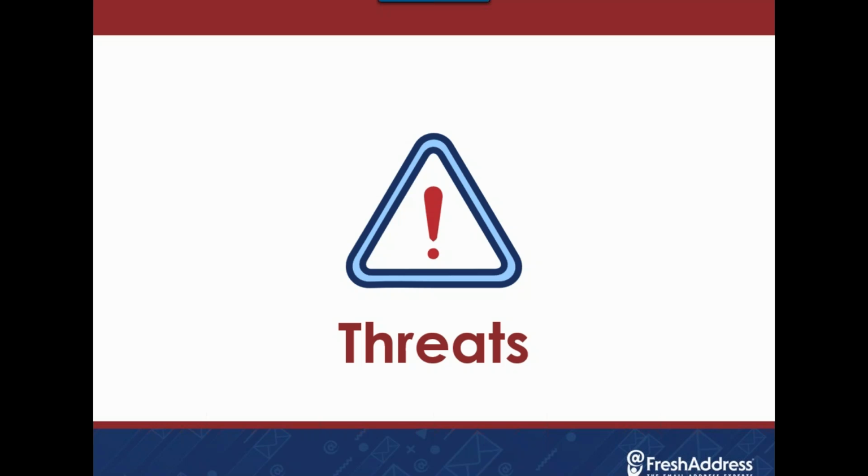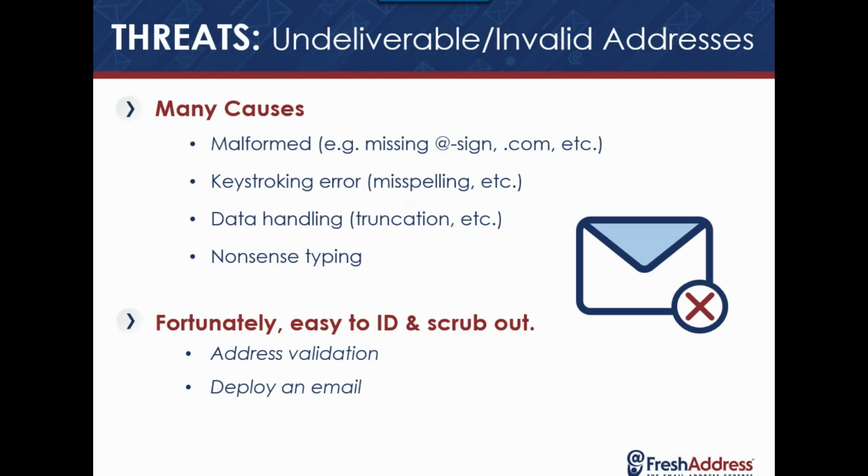So let's start with the first threat that we have here, and that's going to be undeliverable or invalid email addresses. There are many causes for something like this. It could be misspelled, it could be missing an @ sign, a .com, anything with data handling. So if you're ingesting a large email list, part of it could have been cut off in the process. And then my favorite category is nonsense typing. If you have a point of sale system that is not quite up to date, if someone is, say, at Macy's signing up for a sale or some email list, they might just put garbage in when they're typing it, and it's most likely going to be an invalid or undeliverable email address that bounces.